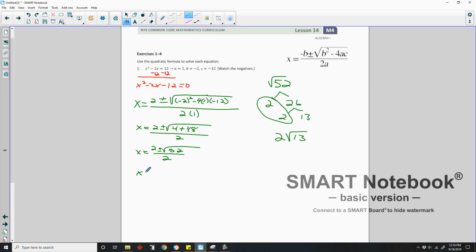In simplifying that, now I have x equals 2 plus or minus 2 square root 13 all over 2. Okay? Well, these 2's cancel, or they reduce. 2 divided by 2 is 1, plus or minus 2 divided by 2 is 1. 1 times the square root of 13 is simply the square root of 13. So the answer is x equals 1 plus or minus the square root of 13.